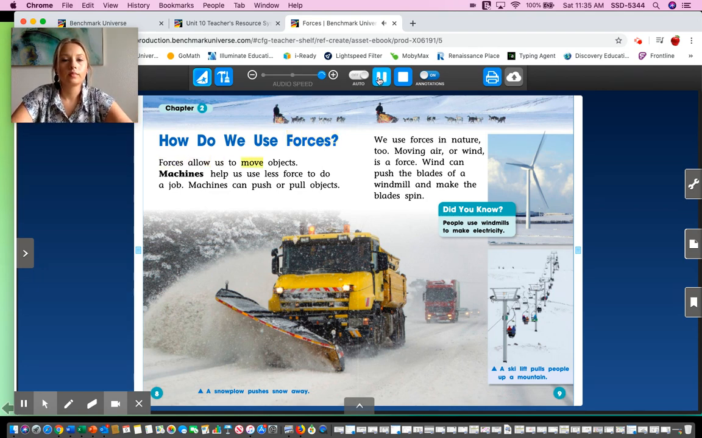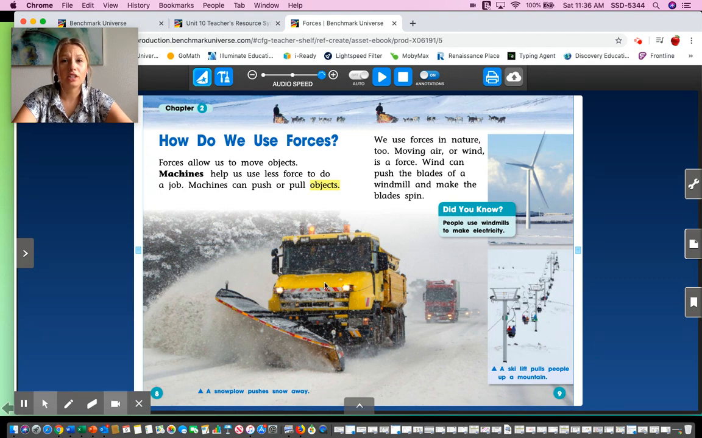Forces allow us to move objects. Machines help us use less force to do a job. Machines can push or pull objects. This is also a machine. What kind of machine is this? Some sort of a car or a truck, right?